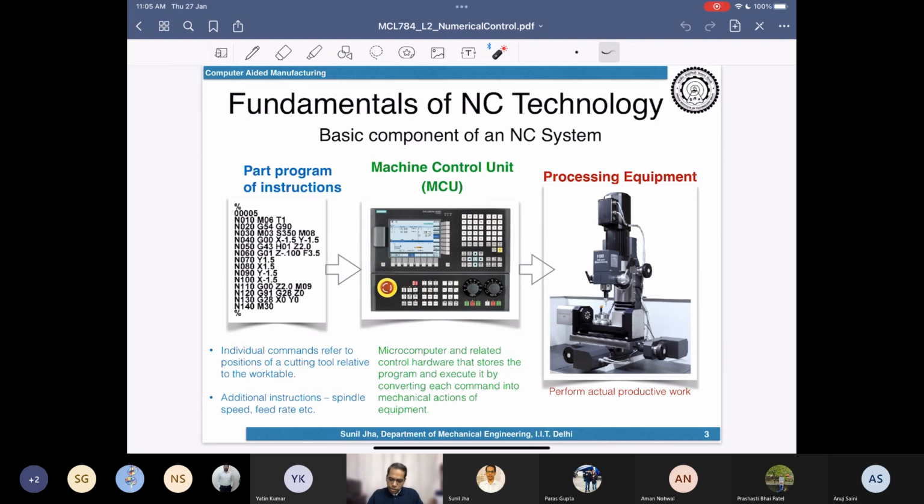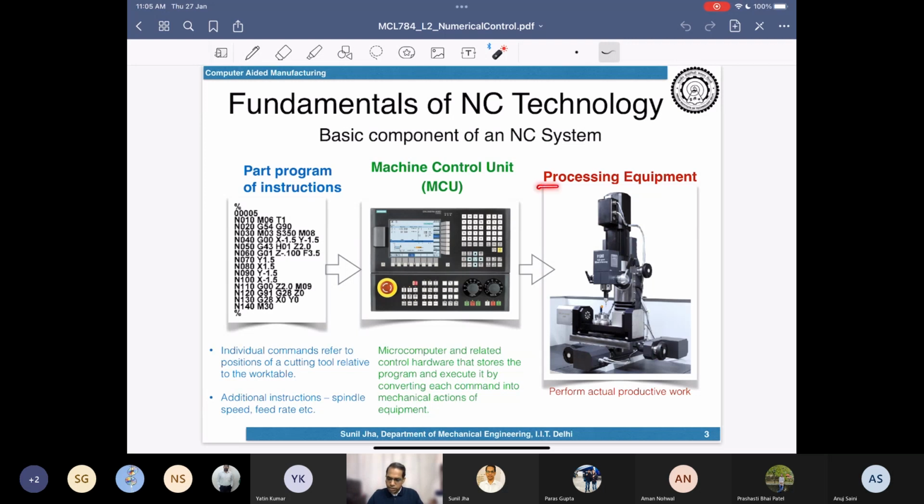Then you have a machine control unit, which is basically controlling the different motions and the logical controls of a machine tool. The machine control unit is kind of a computing system. It's hardware with a mix of certain software. It also acts as an operator interface to the machine. So the MCU has different features that we'll discuss.